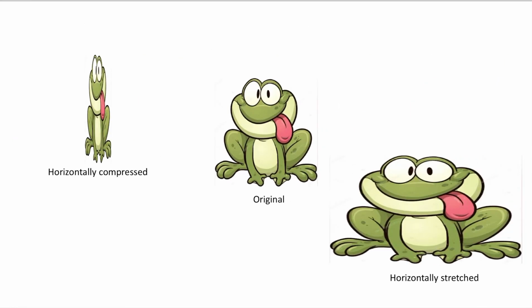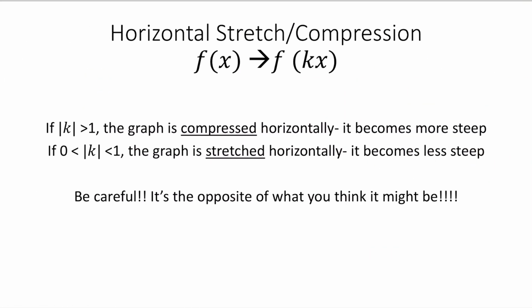I'm going to show you what horizontal compression and stretches look like, just so you can make sense of this. We have the original frog. If it's horizontally compressed, you see the frog becomes narrower. If it's horizontally stretched, you can see the frog becomes wider. So that's why we have this idea: if it's compressed horizontally, it becomes more steep, and if it's stretched horizontally, it becomes less steep.